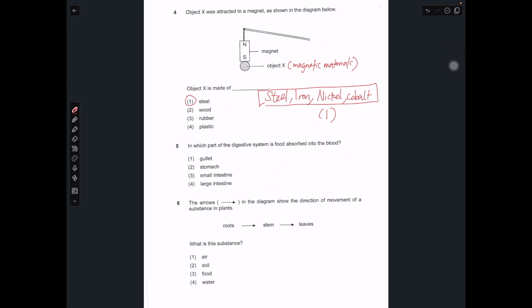Okay, in which part of the digestive system is food absorbed into the blood? Okay, once you see this word absorb, you must use this to answer. Okay, you just have to decide between small or large. Small is to absorb food, large is to absorb water. So since this question is talking about food, the answer must be number 3.